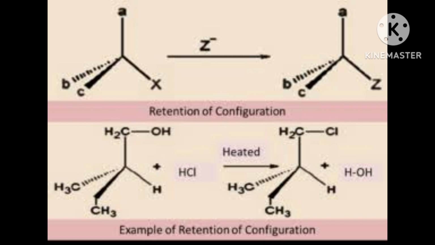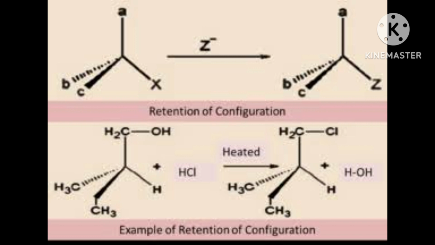Now this compound is heated in the presence of HCl. Then what will happen? Now this OH will be replaced by Cl. OH and the H of HCl both will form water, HOH, and Cl will replace it. In a general way, X is exchanged with Y. OH is now replaced with Cl.